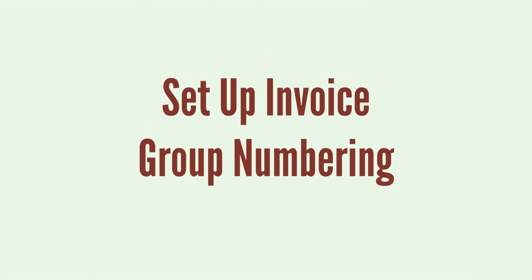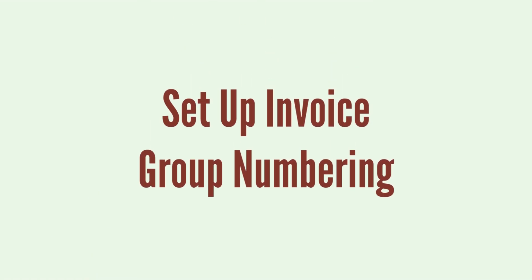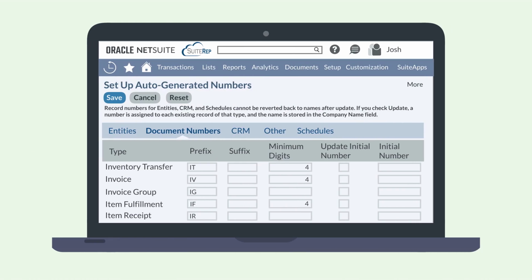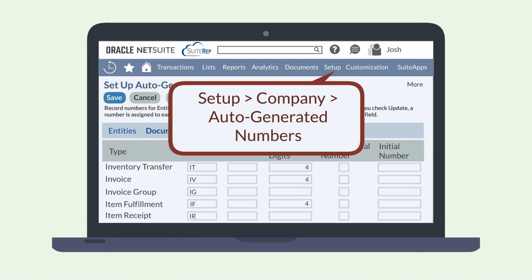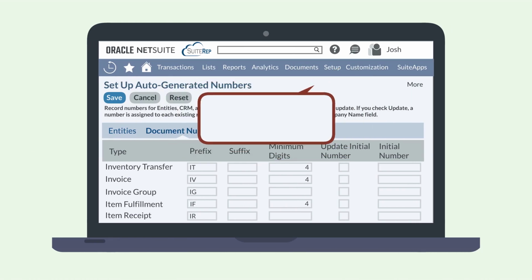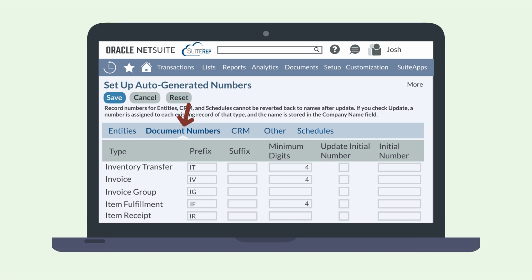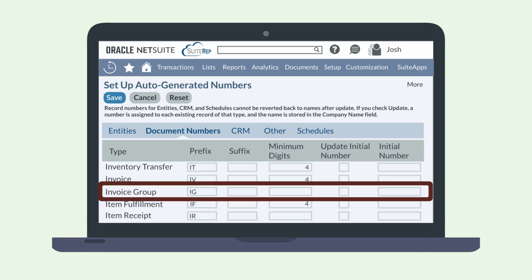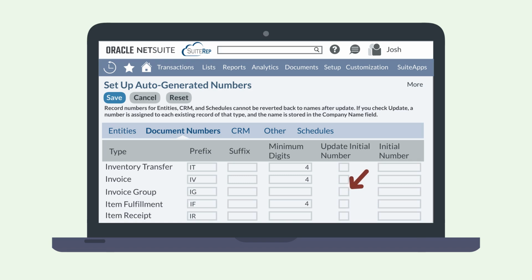NetSuite will number invoice groups sequentially by default unless you set up a numbering system in auto-generated numbers. To do that, navigate to Setup, Company, Auto-Generated Numbers. On this page, select the Document Numbers tab and locate the Invoice Groups line. After adding your desired numbering scheme for invoice groups, prefixes, suffixes, minimum digits, etc., select the Update Initial Number checkbox to restart invoice group numbering.